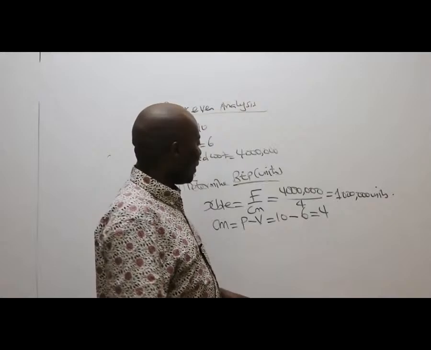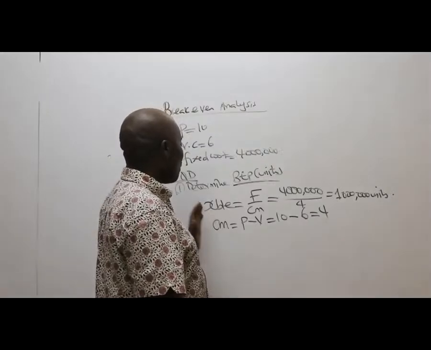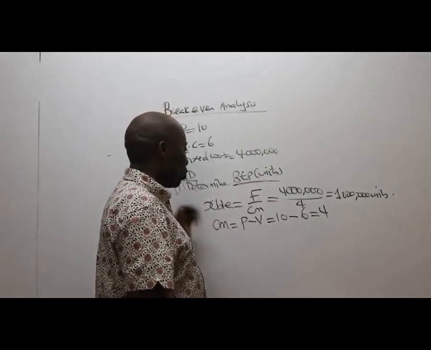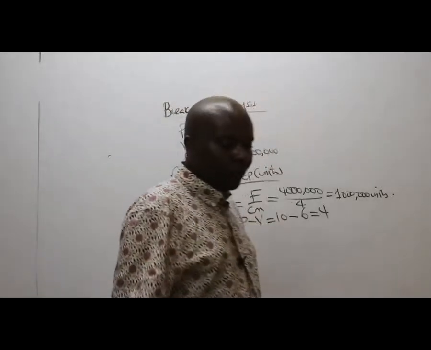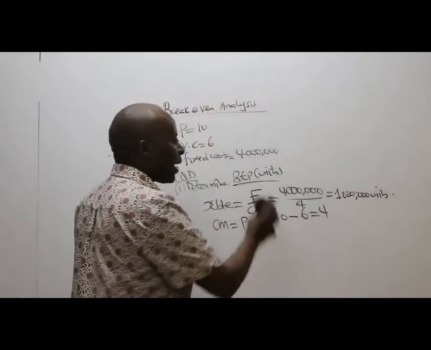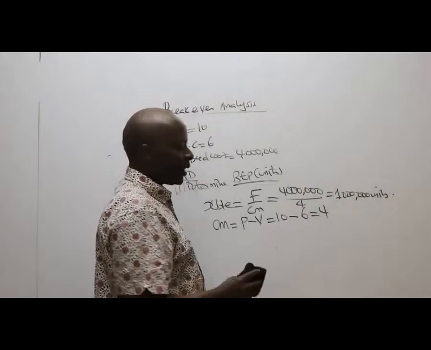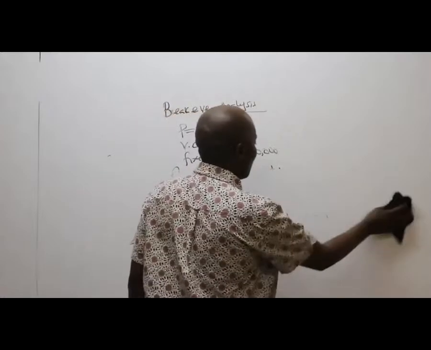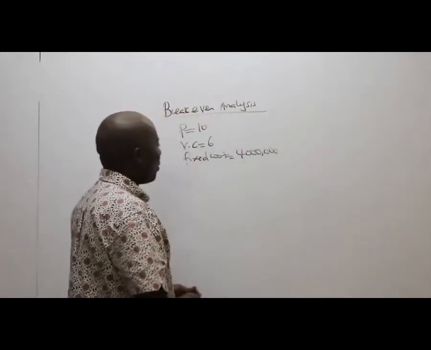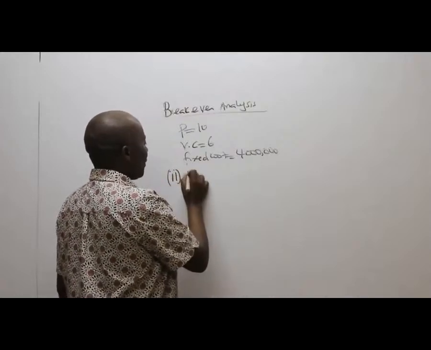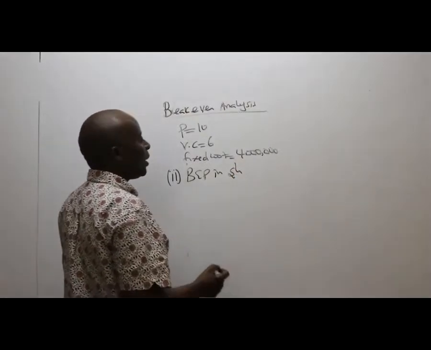But most importantly, most of us would have gotten this one correctly very easily. What most of us will not get so easily is number 2, where they want us to give the break-even point in shillings. So, ladies and gentlemen, here we are: number 2, break-even point in shillings.